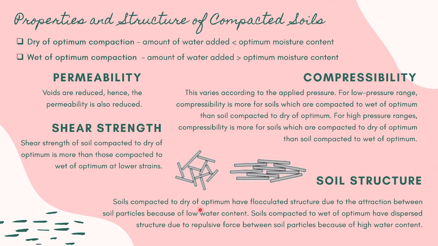Soils compacted to dry of optimum have flocculated structure due to the attraction between the solid particles because of low water content. When we say flocculated, the soil particles look like this one. They are not arranged properly. Soils compacted to wet of optimum have dispersed structure due to repulsive force between soil particles because of high water content. So this one is the dispersed soil structure.